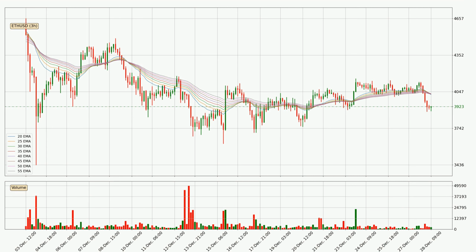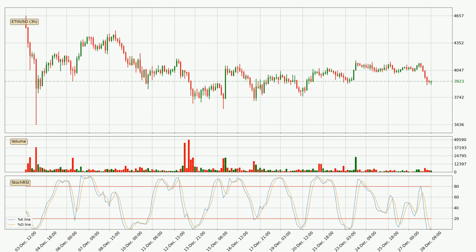Jumping to the 3-hourly stochastic RSI, the crypto is being oversold because both the %K and %D lines are currently very low. This means that we can expect a change in the trend or for the crypto to remain at least stable for some time. The trend has shifted upwards because the K line is above the D line.